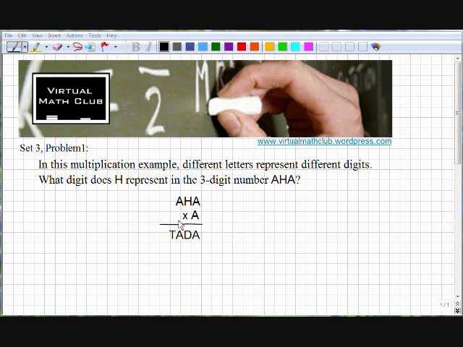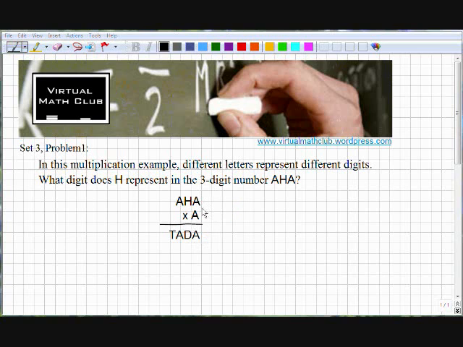So as you can see, we've got this multiplication example, and instead of numbers, we've got letters, and we're trying to find out what those letters are. In particular, we're trying to find out what H is. But let me give you a hint first. The key to this problem is to start with the units digit.